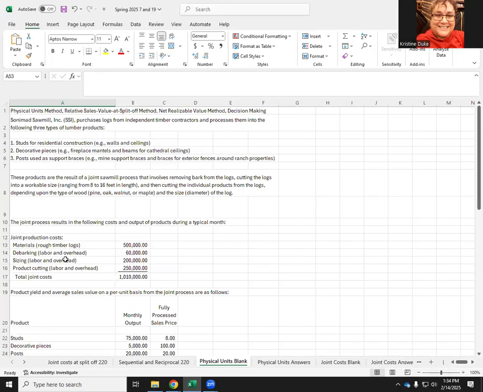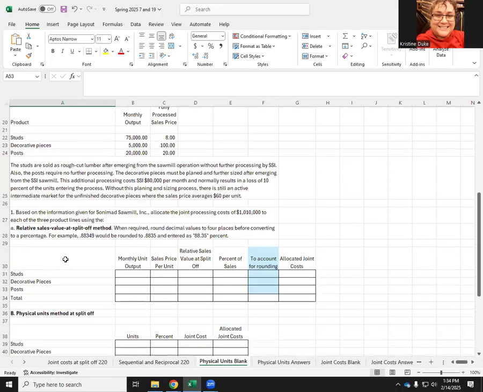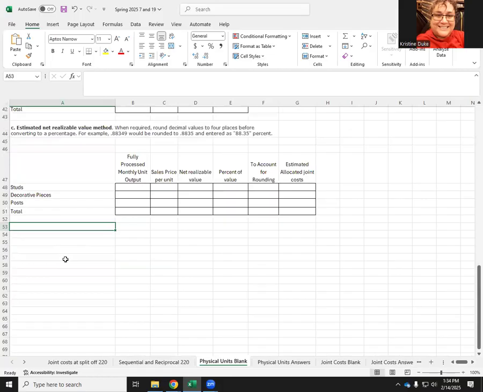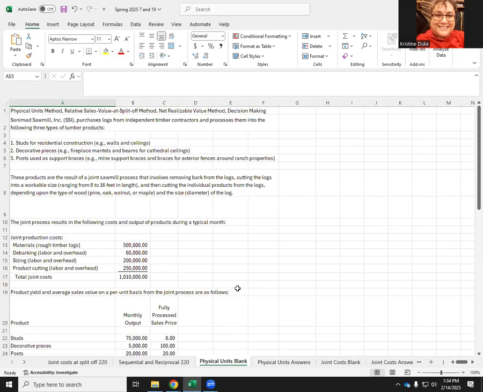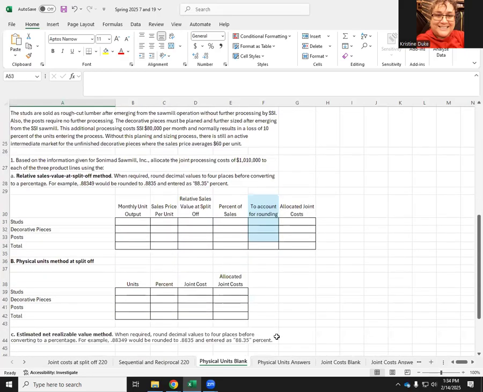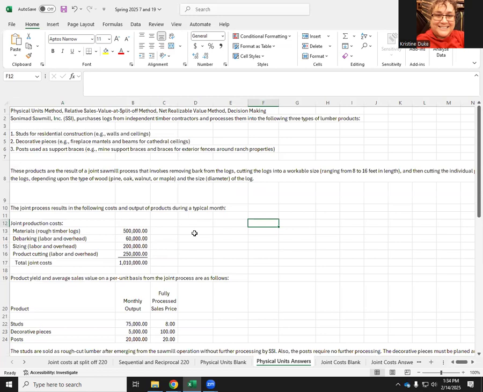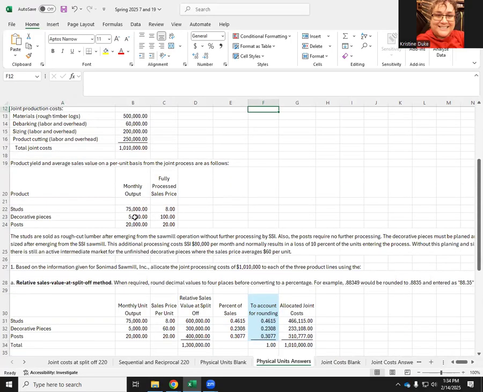Okay. Here's a situation where I think I made everything blank. Oh, physical units answers. I'm going to actually do this in the class with you guys. Okay, so here we go. I've got my materials, my debarking, my sizing labor, my product cutting. We're going to be doing this relative sales value at split off method, net realizable method, decision making. So here's my studs, my decorative pieces, and my post, my fully processed at sales price. Okay, this is all of my joint cost.